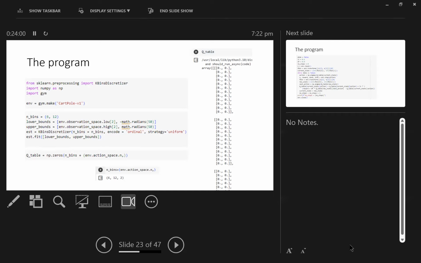Okay, so is it clear? So basically, it's a large table. The table has only 2 columns. So the important point is the label of every row. The label of every row is 2 numbers. Okay. One number will be the bin for the pole angle, and the other number is the angular velocity of the pole.